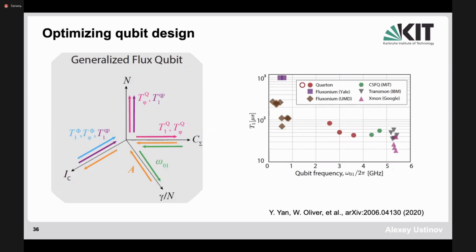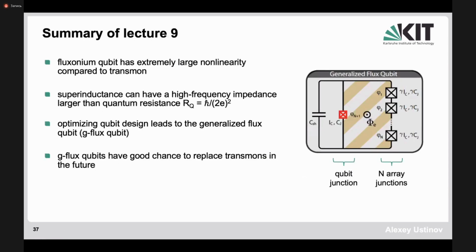So this is again the plot which I described, and this is a generalized flux qubit picture. A is the anharmonicity. If you move along these different axes, then you reach different parameters which can be advantageous for operation of the qubits, which you haven't had. So this is a summary of the lecture about flux qubits, Fluxonium qubits, which I had today. I had a few slides more than I showed before the break.